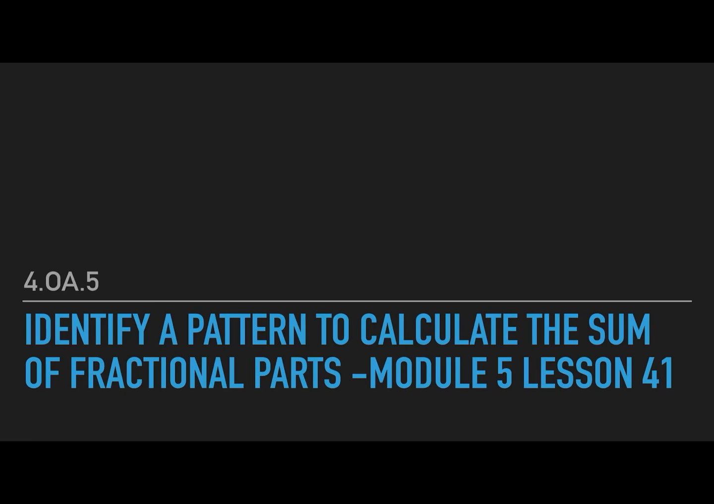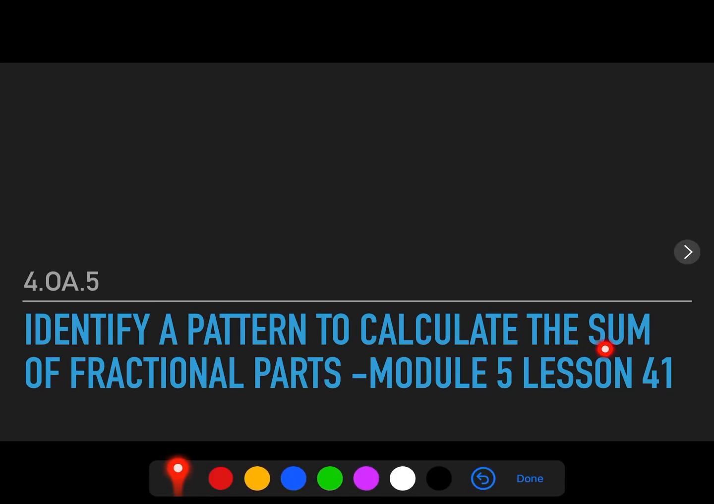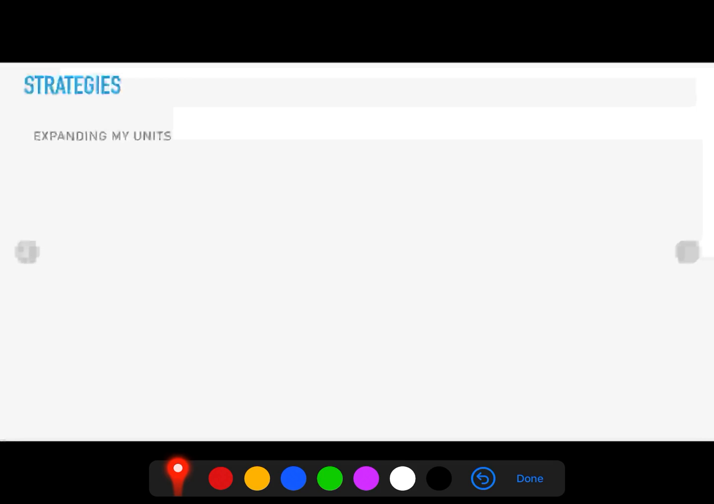In today's video, we're going to be learning a new standard. We're going to learn how to identify a pattern in order to calculate the sum of fractional parts. So that means I see the word sum. I know I'm going to be adding fractional parts together. And we're going to be identifying a pattern while we're adding. Remember, a pattern is a repeated decorative design. And our strategy for today is going to be the expanding my units strategy. You'll see what I mean when we get started.